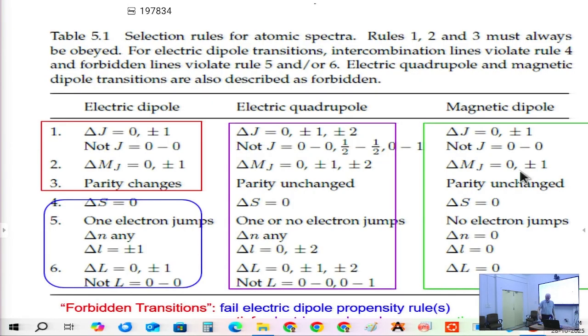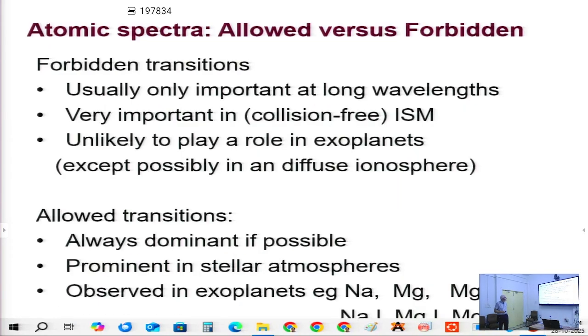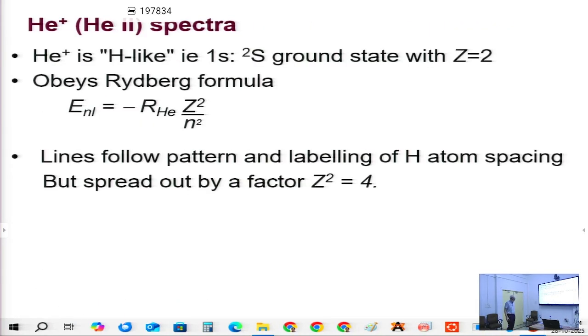So now, having gone through a certain amount of formalism on atomic structure and spectra, I'm going to consider some concrete examples. And first thing is helium plus, which is really just a continuation of the hydrogen you already did yesterday.